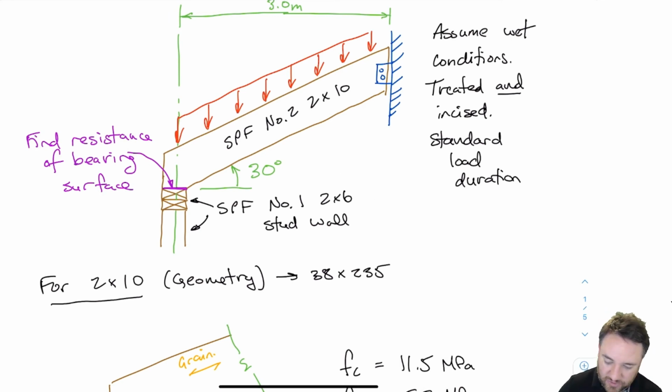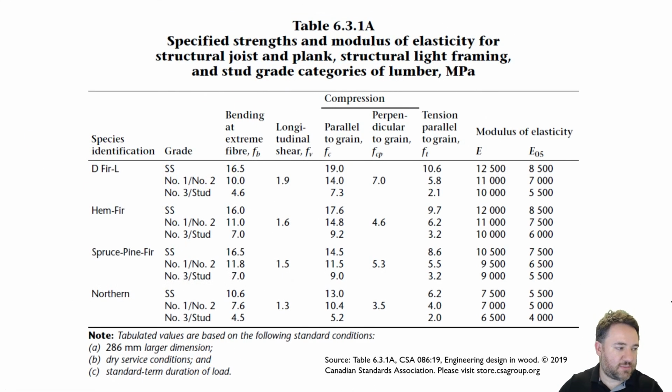So let's just check the strengths for that. A 2x6 SPF number 1 is going to come from this table. So here is SPF number 1. We have strength parallel to grain is 11.5, which was the same as we had for the joist, which happened to be number 2. And the perpendicular to grain strength is 5.3. So these are the same values we used for the joist. Number 1 and number 2 have the same parallel to grain strength. And also notice here that perpendicular to grain strength has no effect of grade. So all of these grades have the same perpendicular to grain strength of 5.3.